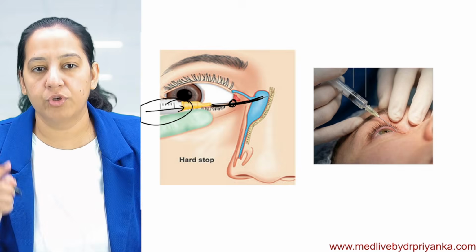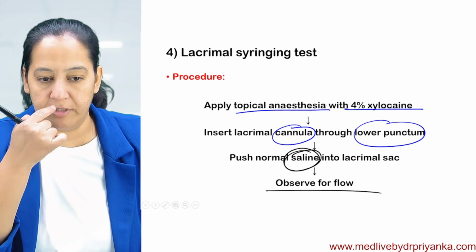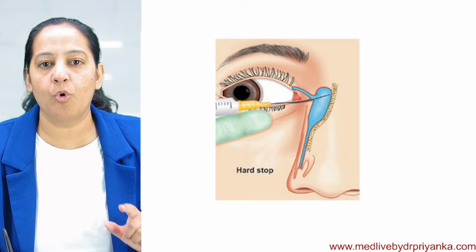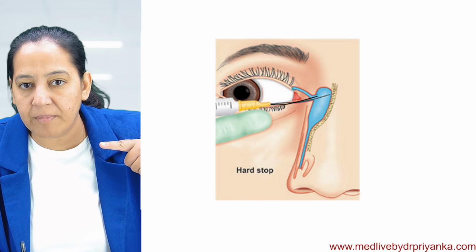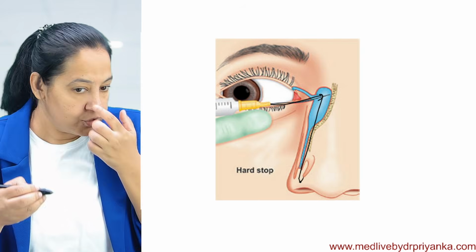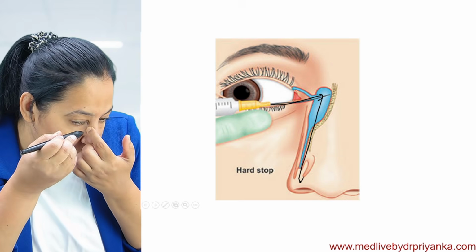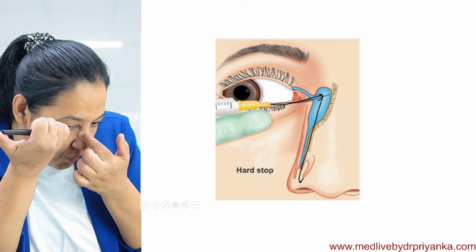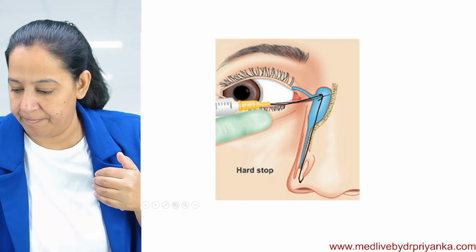So what should be the flow? Use your common sense and just observe for the flow from the nose. If everything is open and there is no obstruction, there is a free flow of the saline from the nose. So if you are injecting the saline in my lower punctum, there should be a free flow.